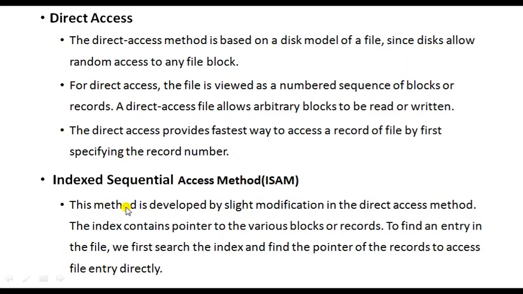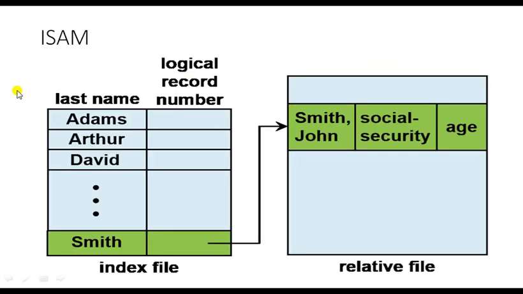This method is developed by a slight modification of the direct access method. So the indexed sequential access approach is also similar to direct access. You do not go through the blocks sequentially. You can directly go to the particular content you want. The index contains pointers to the various blocks or records. To find an entry in the file, we first search the index and find the pointer of the record to access the file directly. This is the case.